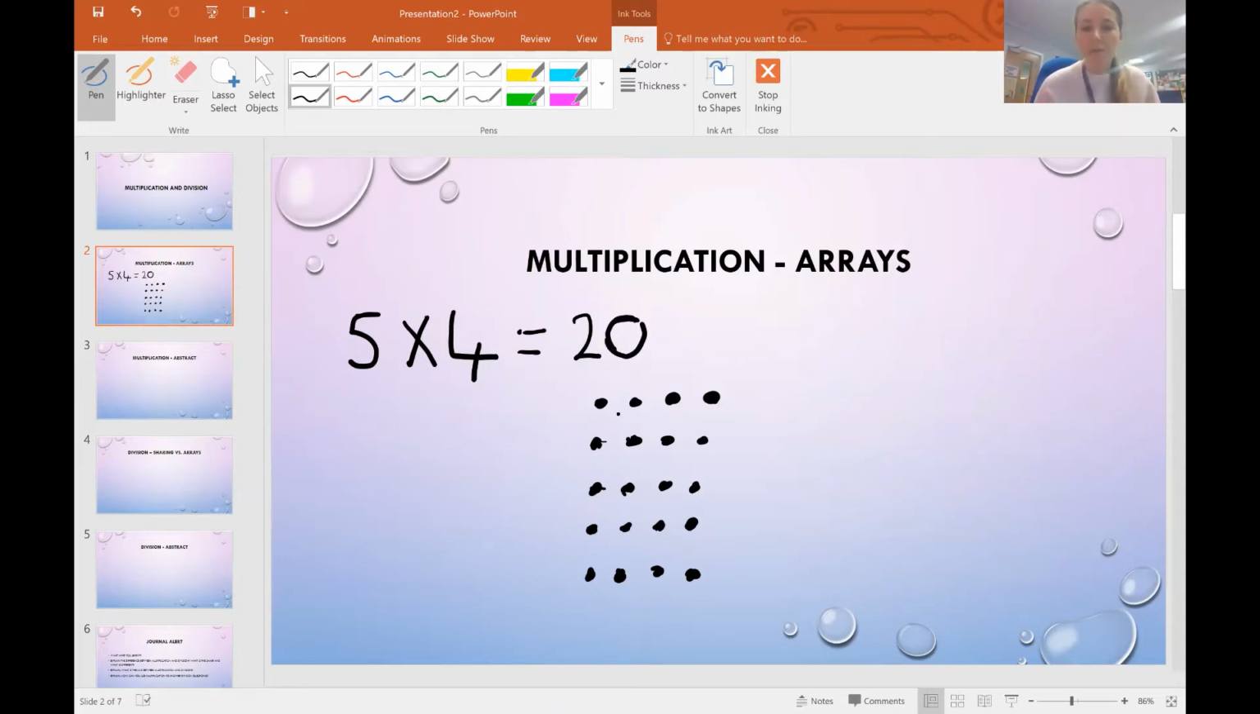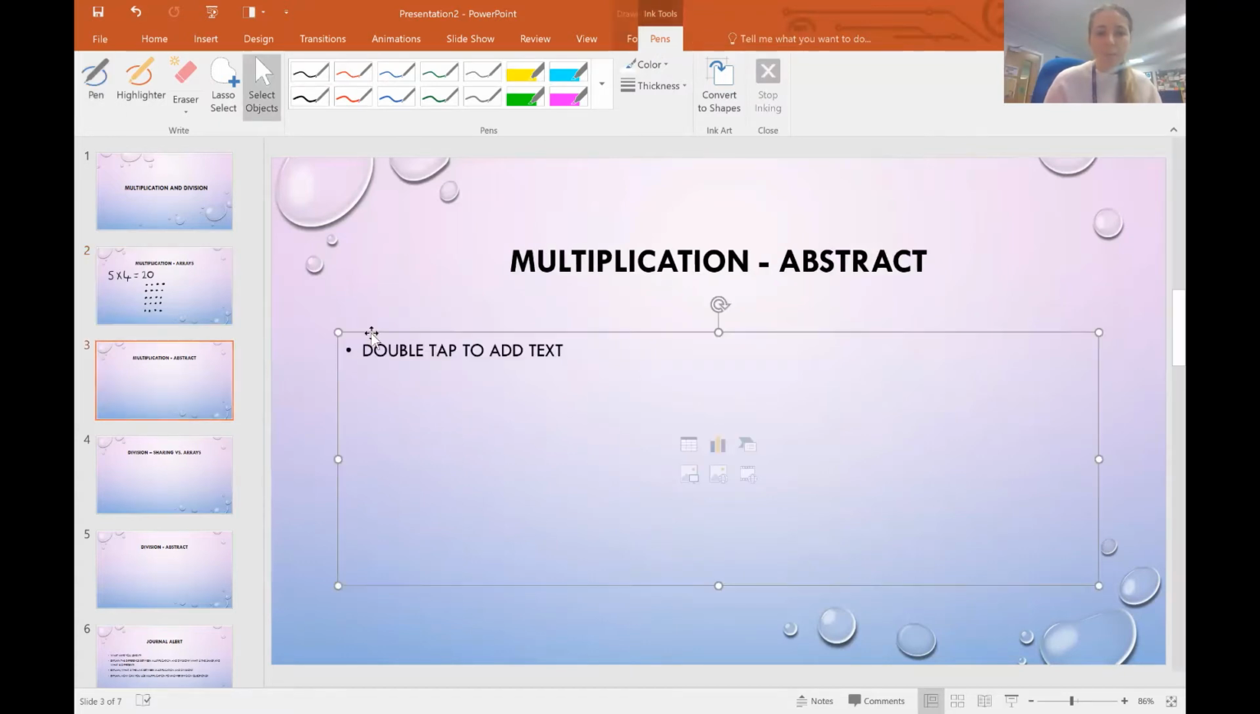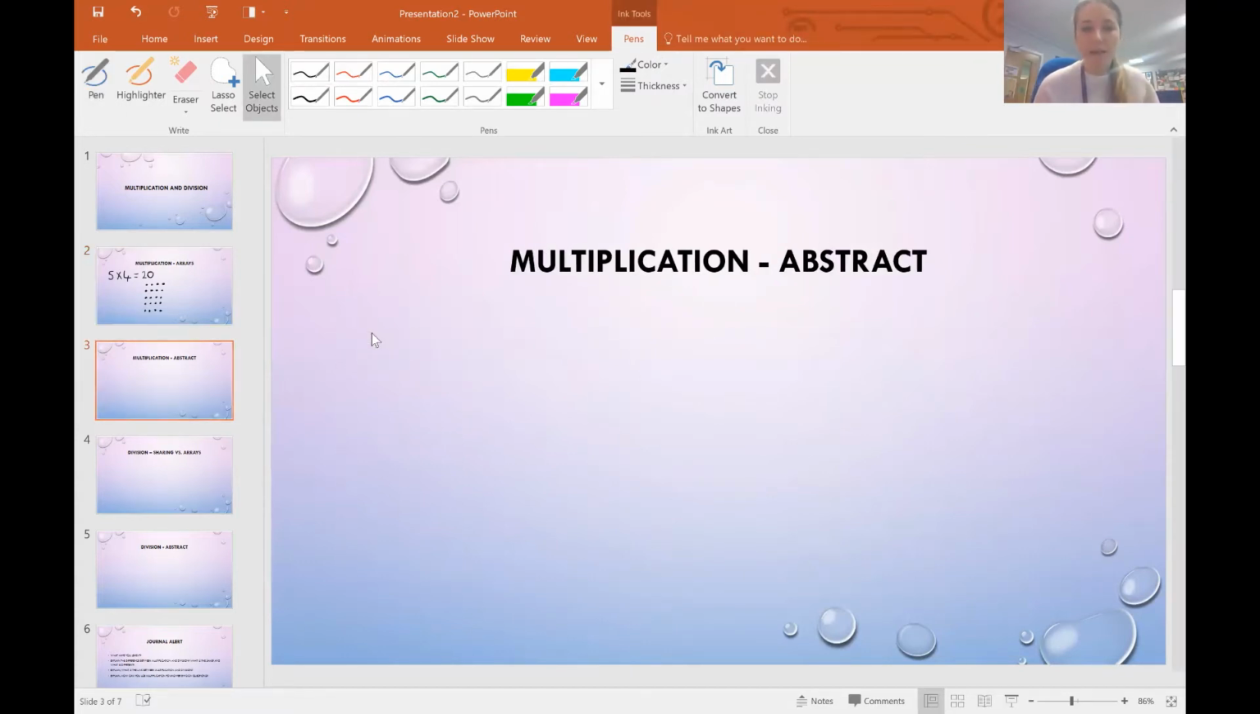Now, if I'm quite comfortable in counting in 4s, don't worry if you're not, I could just do that in 4s. So now I've got 4, 8, 12, 16, 20. So I've got 20 altogether. Some of you might be at the point where you don't need to draw out arrays because you can count in steps, and that's how we can work out our multiplication facts, by counting in steps.